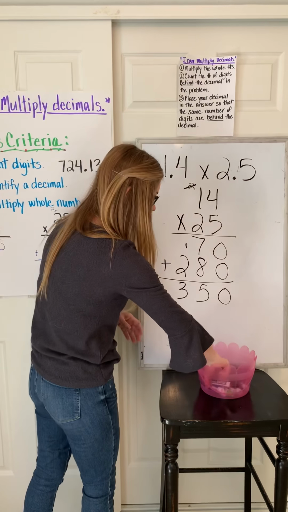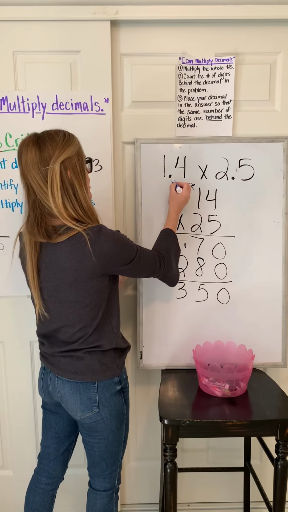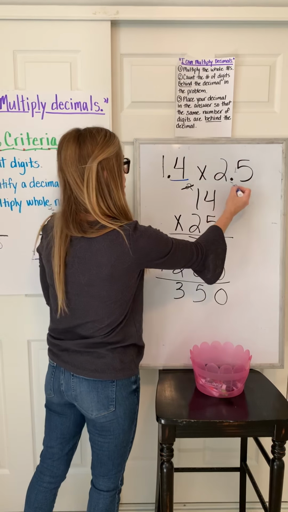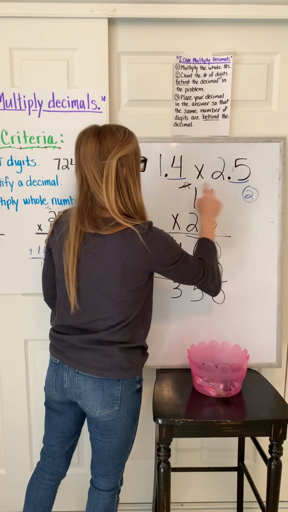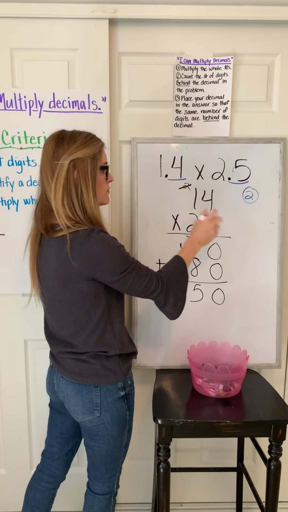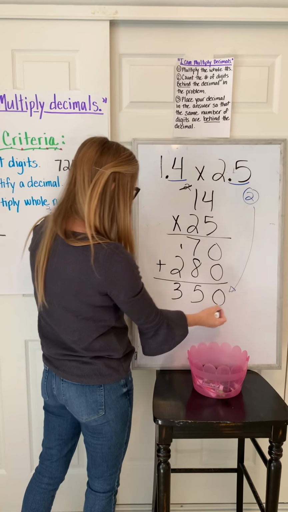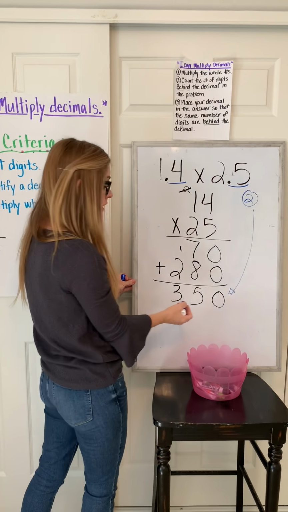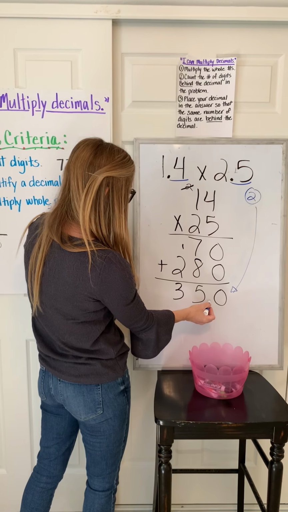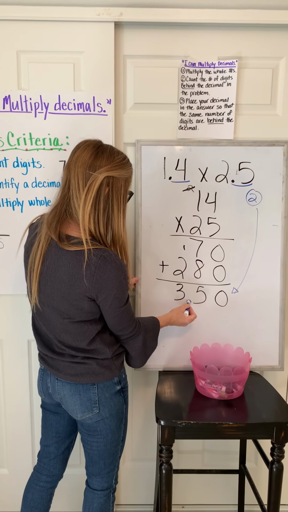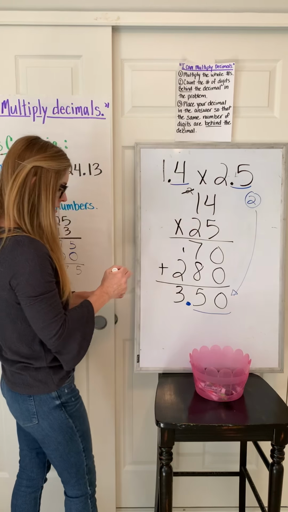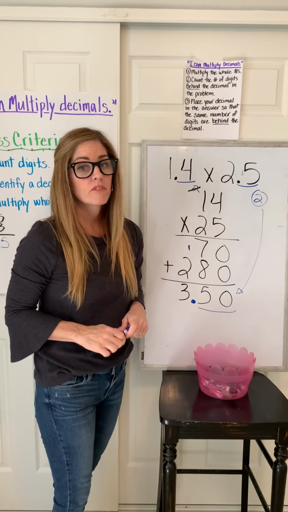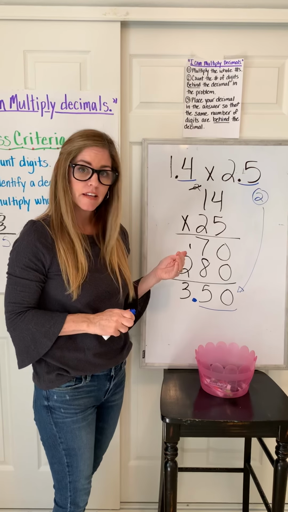Now I need to place that decimal. I have 1 behind here and 1 behind here. That is a total of 2 digits that are behind the decimal in the problem. I come down. I need to have 2 digits total in the answer. If I place it here, that would be 1. So I place it here. That would also be 2 behind, matching. Okay, hopefully that's starting to click.